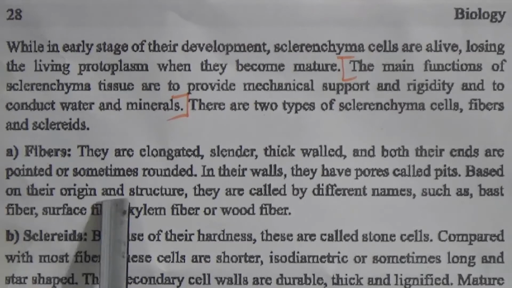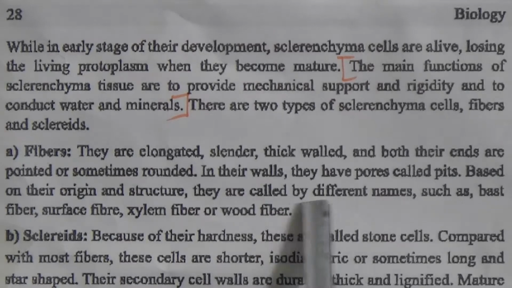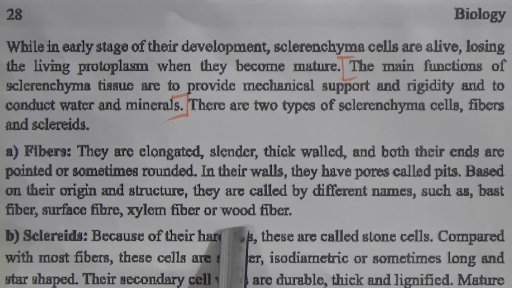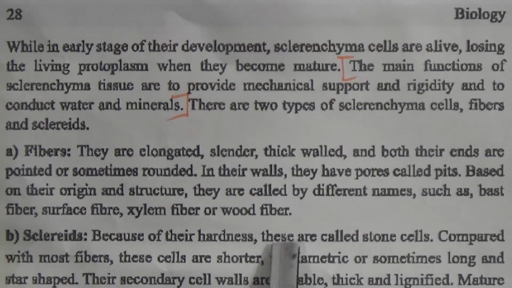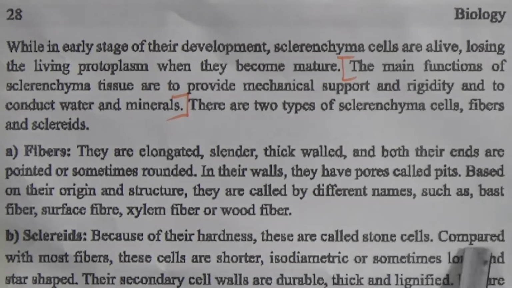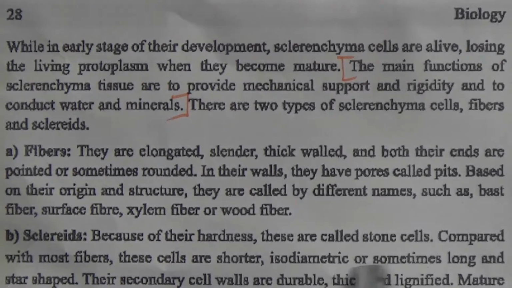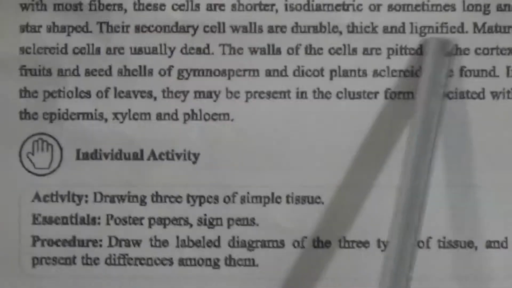Based on their origin and structure, they are called by different names such as bast fiber, surface fiber, xylem fiber, or wood fiber. Now come to sclereids. Because of their hardness, these are called stone cells. Compared with most fibers, these cells are shorter, isodiametric, or sometimes long and star-shaped. Their secondary cell walls are thick and lignified.